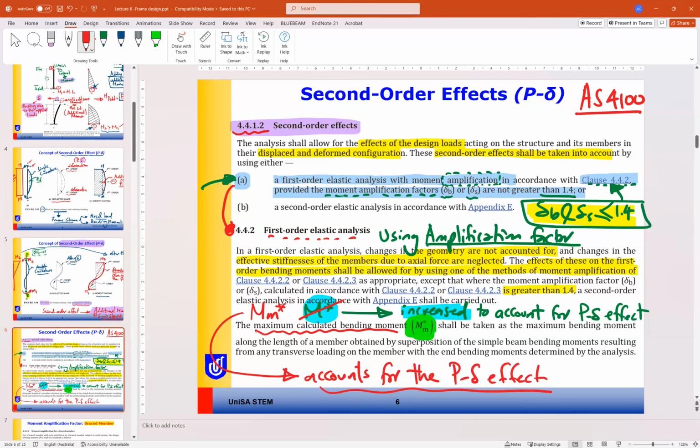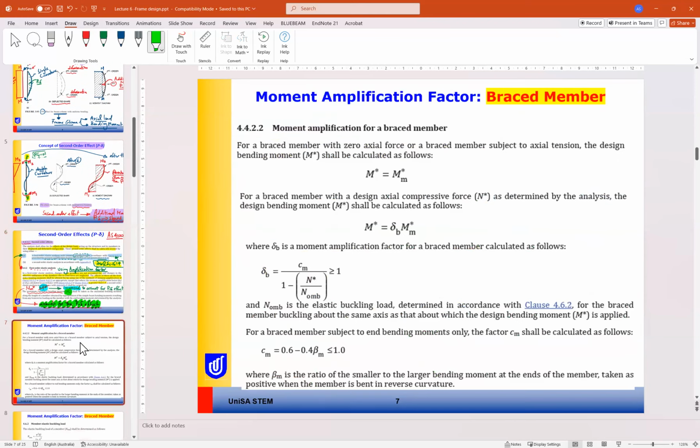This is a summary of the method, and this is what you should do in your design. So just find the amplified moment or the increased moment. So let's now start learning about the method, or how to find the amplification moment.